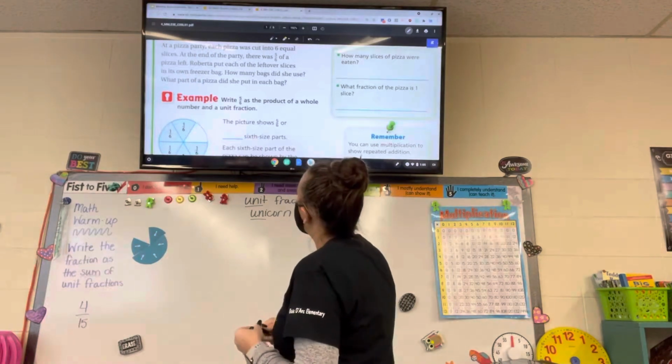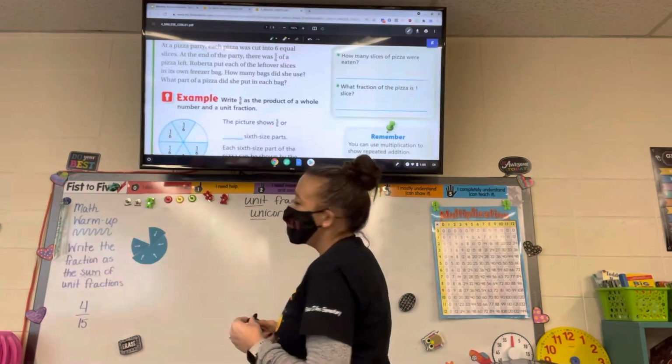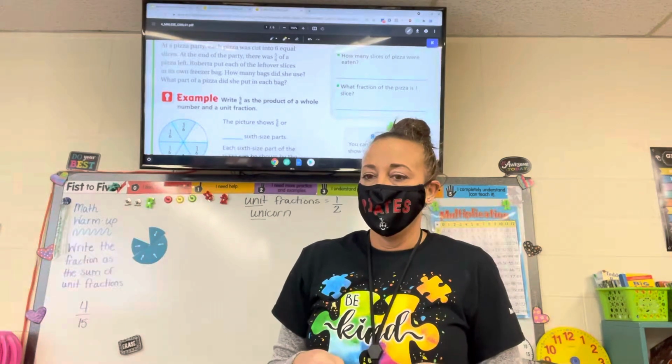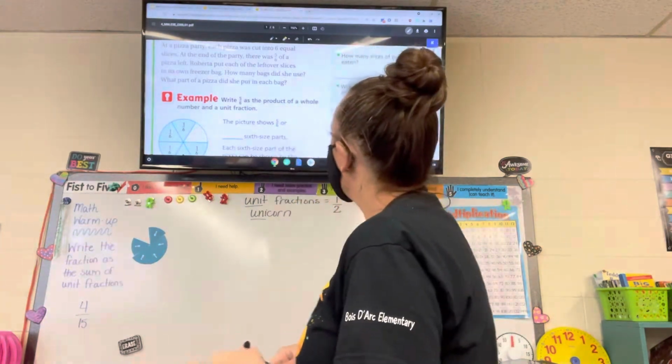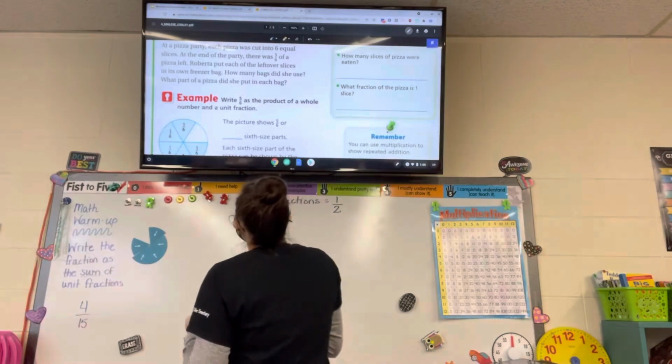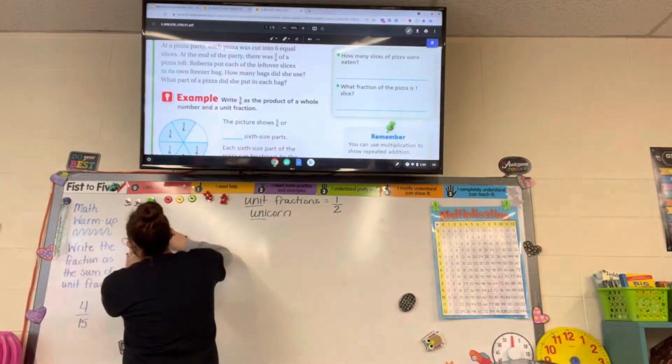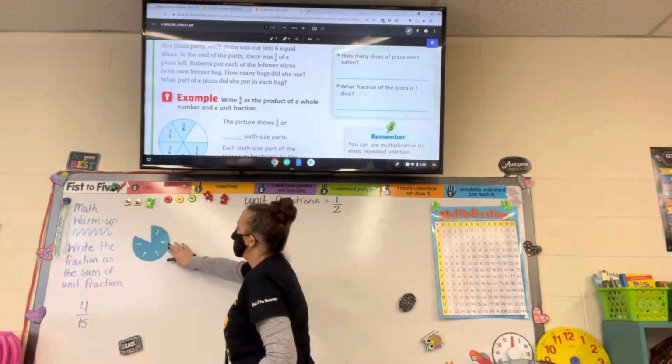At a pizza party, each pizza was cut into 6 equal pieces. At the end of the party, there was 5/6 of a pizza left. So this is what was left at the end of the party.